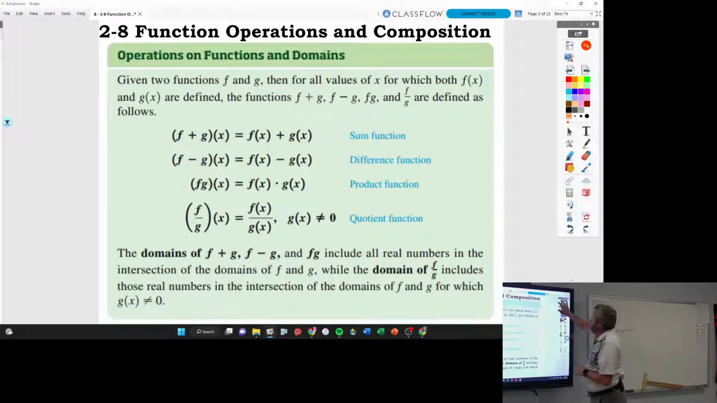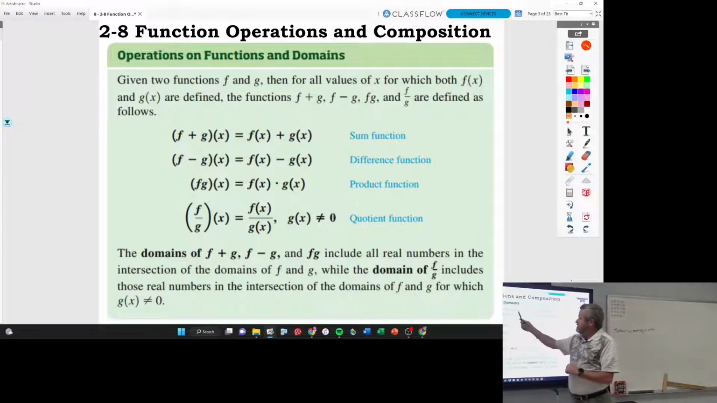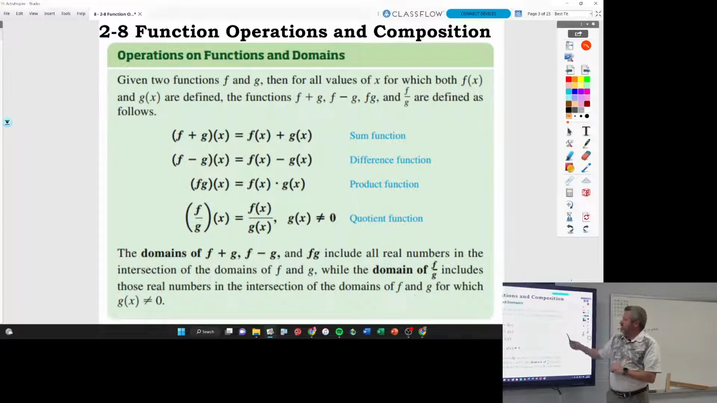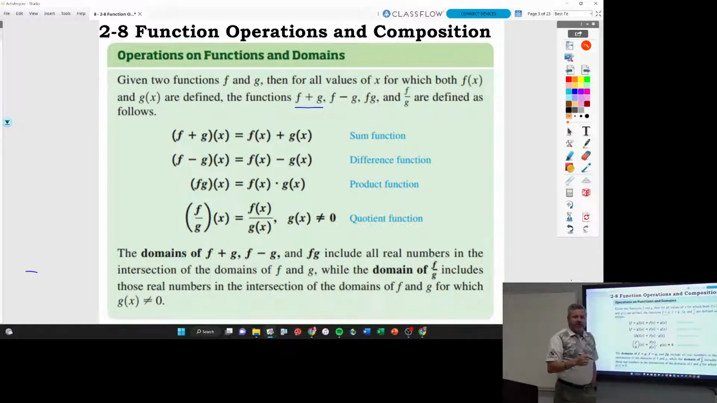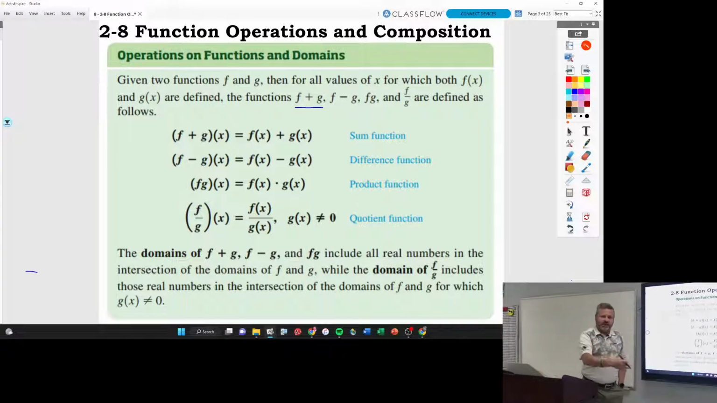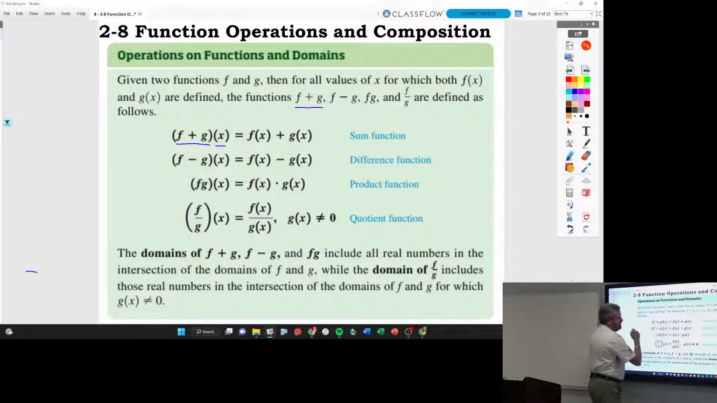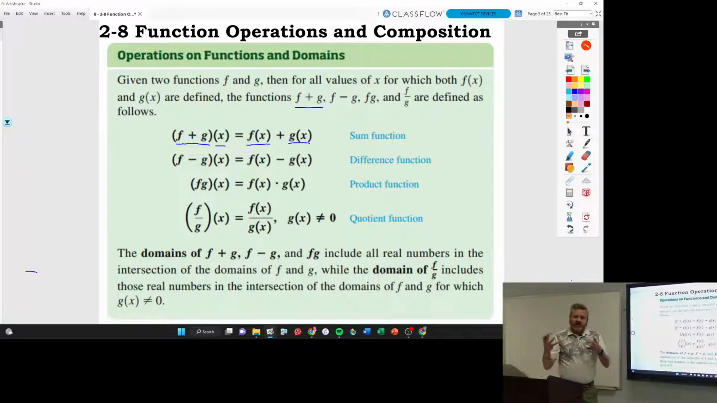So, operations on functions. If I have two functions, f and g, then for all values of x in which both f of x and g of x are defined, the functions f plus g, f minus g, f times g, and f divided by g are defined as follows. Instead of writing f plus g, if we want to be specific, we're talking about the f function in terms of x and the g function in terms of x. We would write that as f plus g of x. So if you see it written this way, f plus g of x, that's the same thing as: find the value of f at x, find the value of g at x, get those two values and combine them.